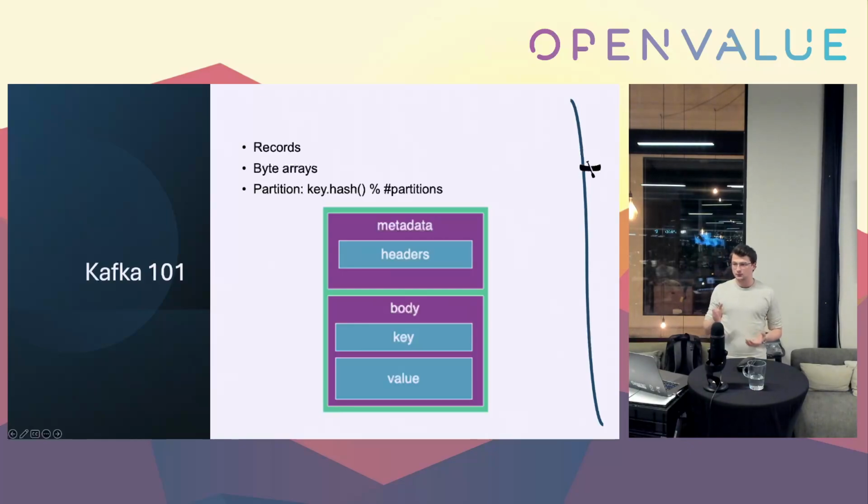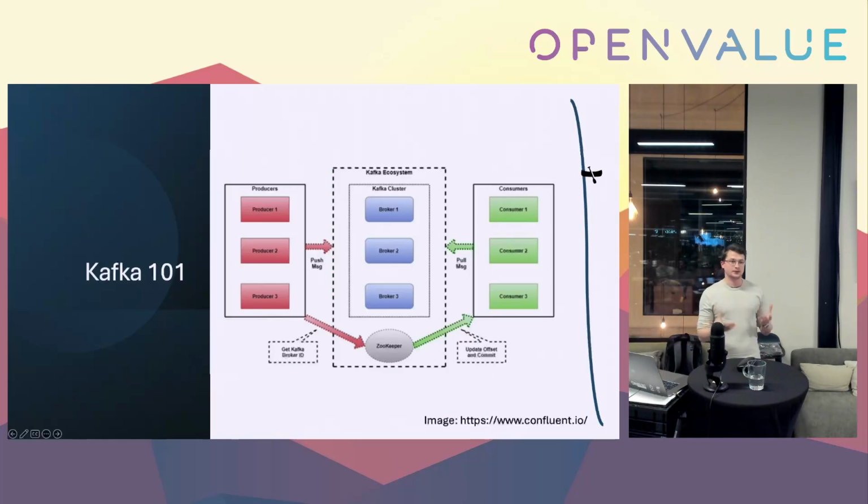And using that, when you use the same key, it will always end up on the same partition, which is convenient because then you also know that everything is in the same place, which allows you to make certain assumptions. We will go into that later. So if you put this together, you get a system that looks approximately like this.